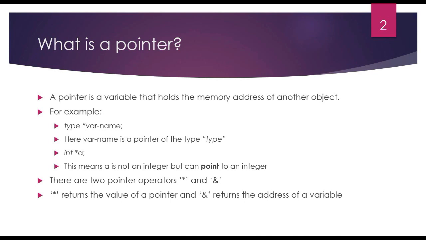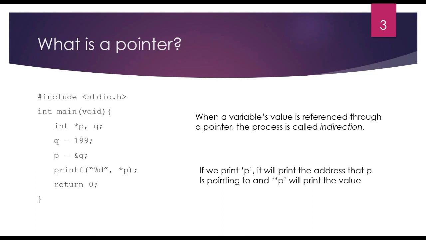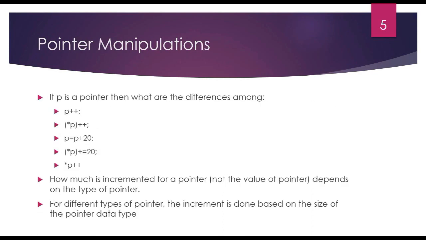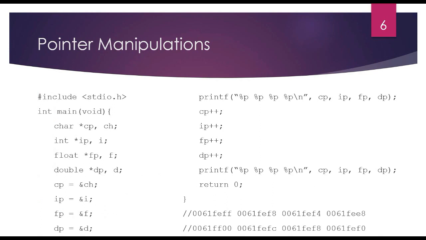There are two pointer operators which we have learned to use, the star operator or asterisk operator and the ampersand or and sign. The star operator returns the value the pointer points to, and the ampersand returns the address. This is an example that we have already seen, so I'm going to move a bit fast here. These are the different types of manipulations that we can do using pointers, and this is an example of how the memories are allocated for each of the variables.